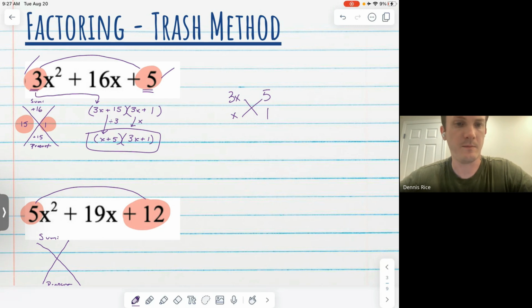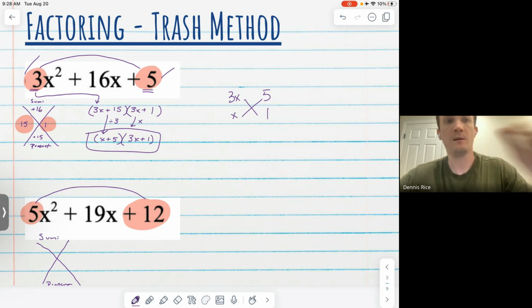I guess it's kind of related to trash. No one's ever seen this before, this strategy for factoring trash. We all learned something new. All right, let's take a look.